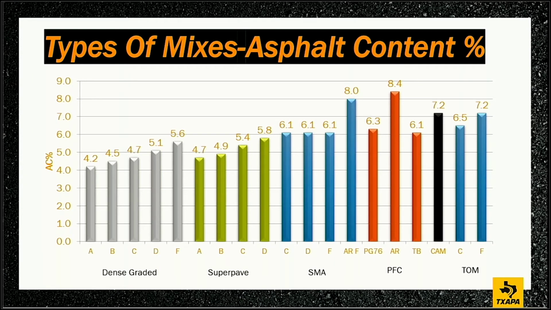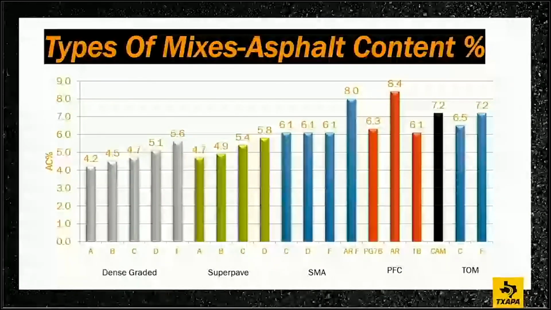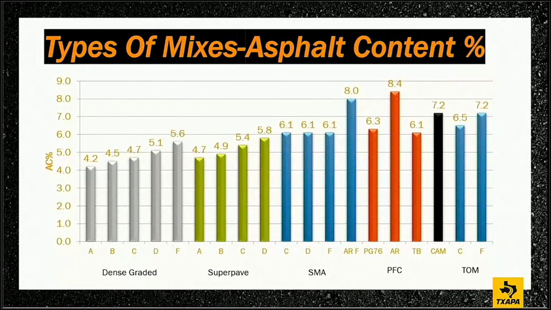I love to show this slide because, again, as we go from a dense graded to your specialty mixes, you're increasing that asphalt content. Now listen, just because we're increasing the asphalt content doesn't necessarily mean it's better. If I put 7.2% asphalt like you see in the Tom F there on the far right, if I did that over here to the dense graded D-Dog, we would have rutting. We would not be able to have durable, long-lasting pavements.